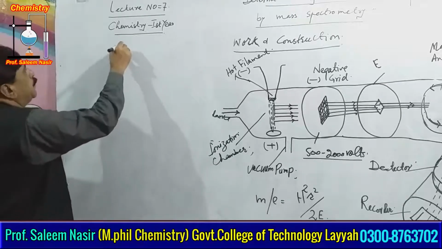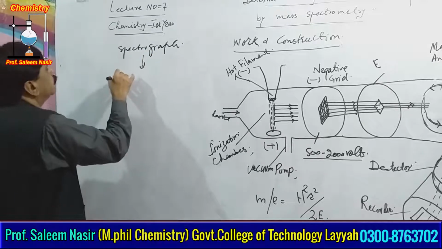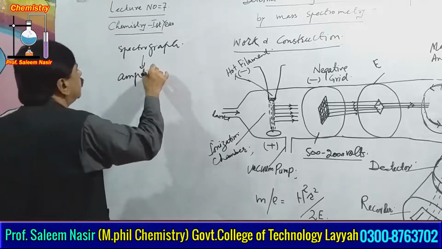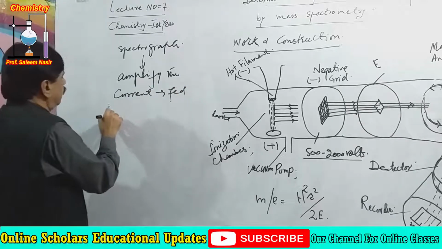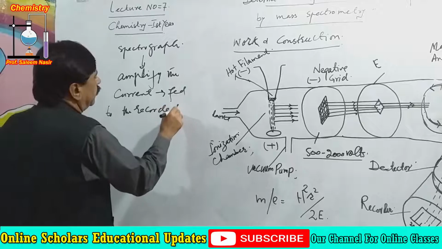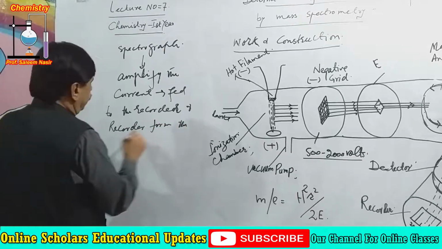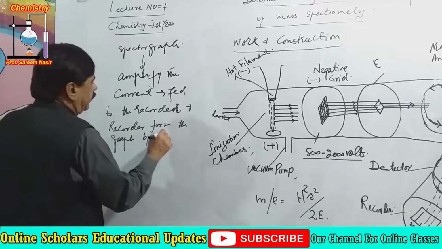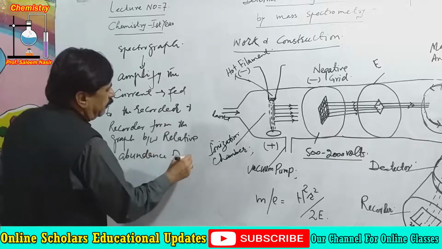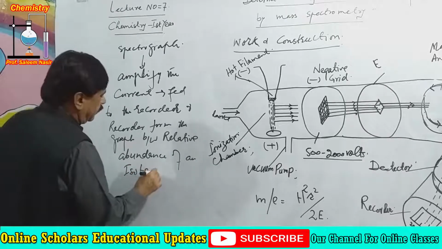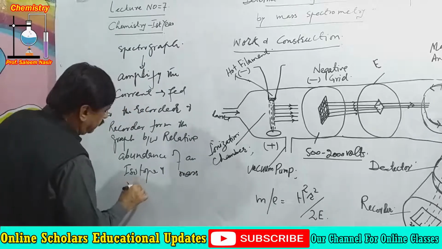Students, the modern spectrograph amplifies the current and feeds it to the recorder, and the recorder forms a graph between the relative abundance of an isotope and the mass number of the isotopes.